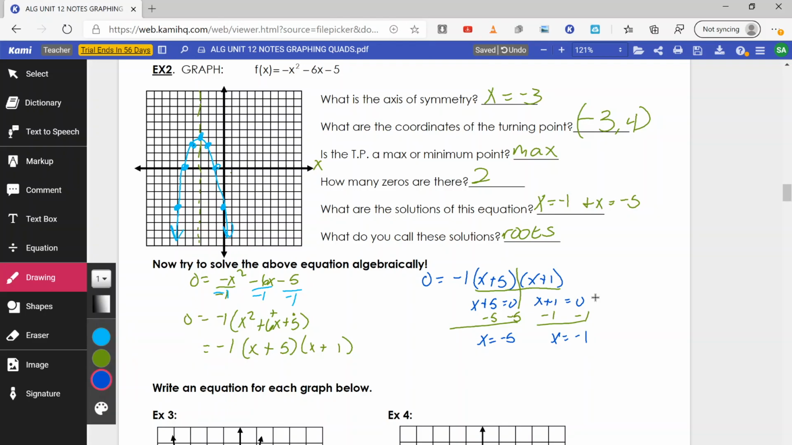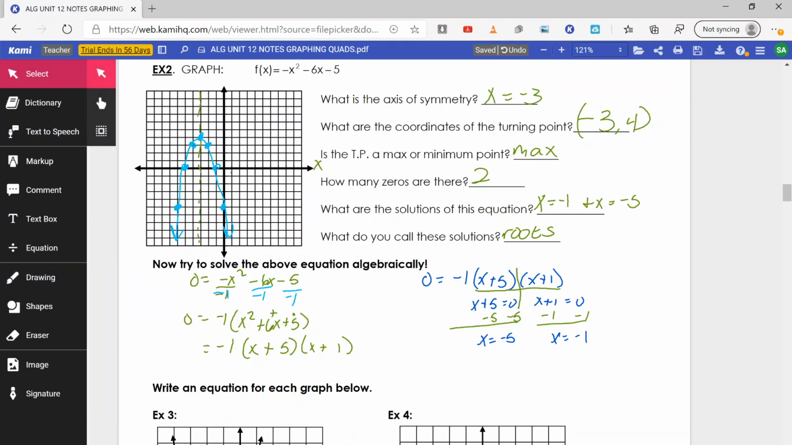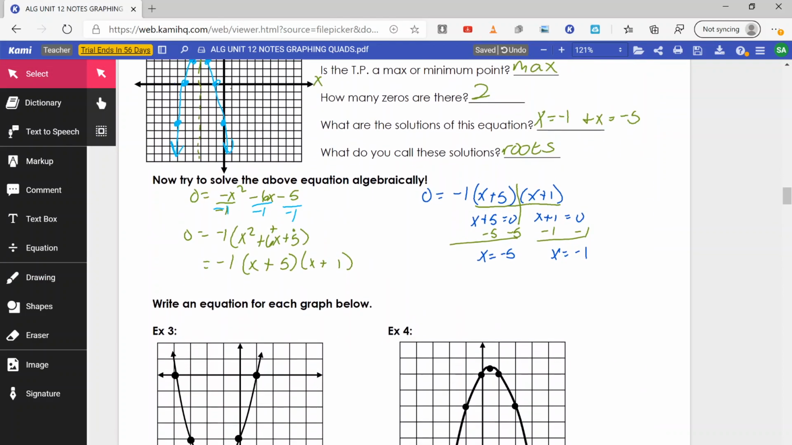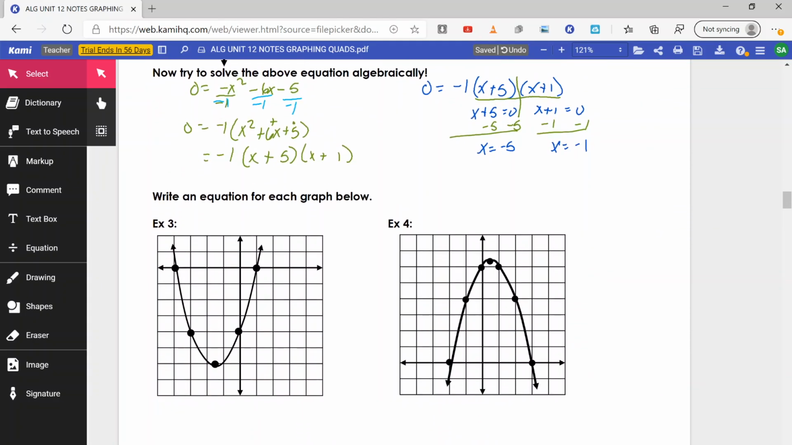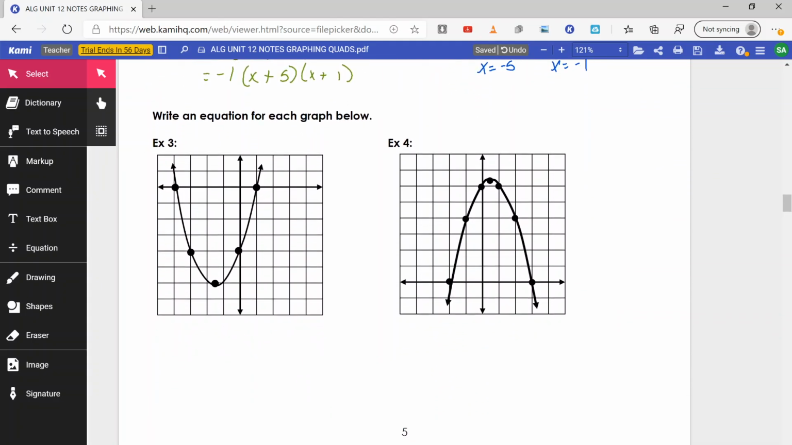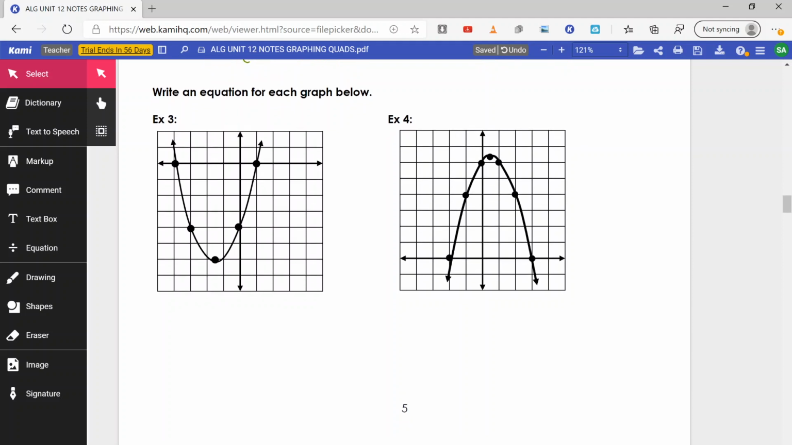So again, notice we came up with the same solutions, -5 and -1, as we did by just reading our graph. So that is solving a quadratic equation where our leading term is negative. We have to factor off -1 and then factor the trinomial that we have left after factoring. Now 3 and 4 tells us to write the equation for each graph below.